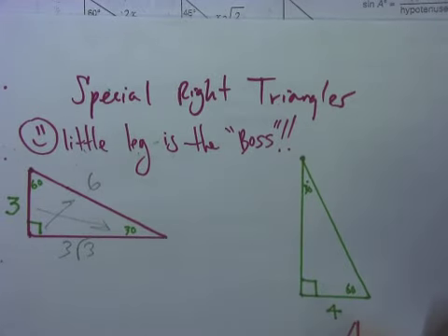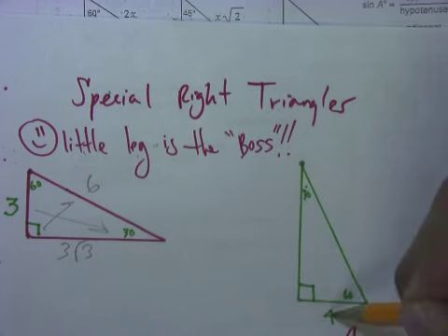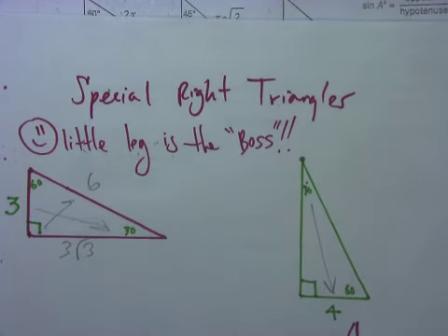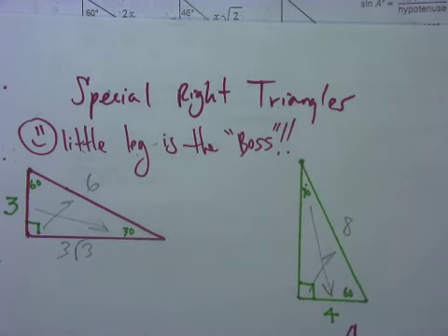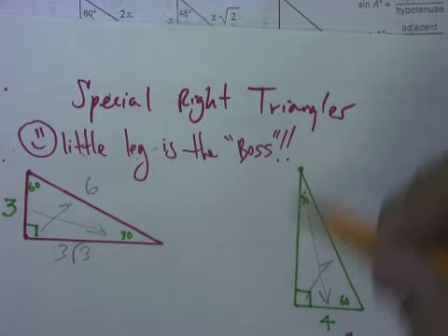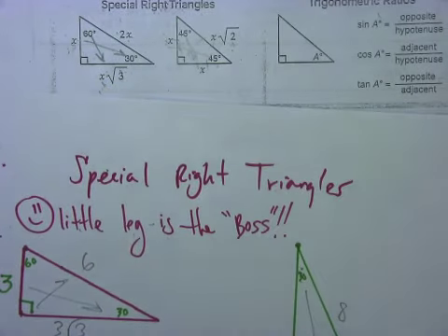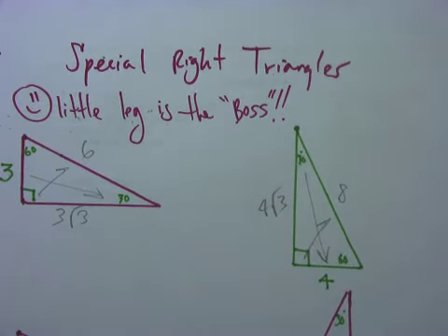Let's take a look at another example. Here I have, again, a 30, 60, 90 triangle. I know that this is the little leg, not because it looks so much like the little leg, but because it's across from the 30-degree angle. So I know that the little leg is 4. So then right away, I know that my hypotenuse is going to be 8. And then I know that the long leg is going to be the same as the little leg times the square root of 3. So the long leg is going to be 4 times the square root of 3.